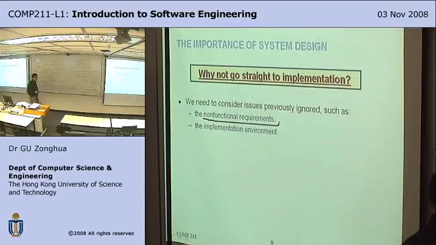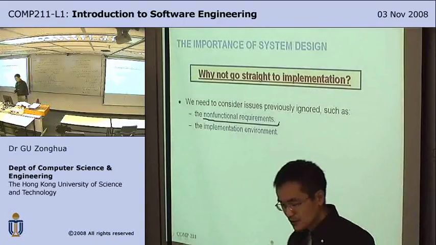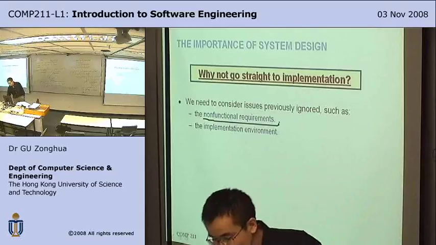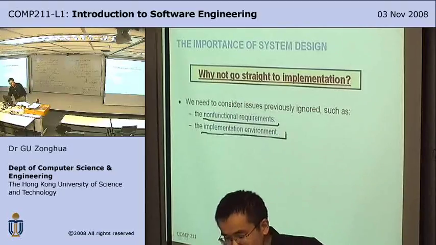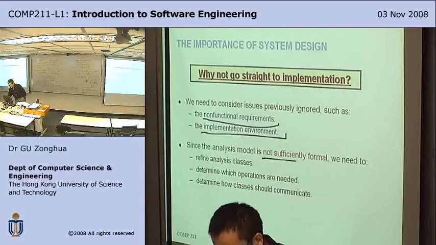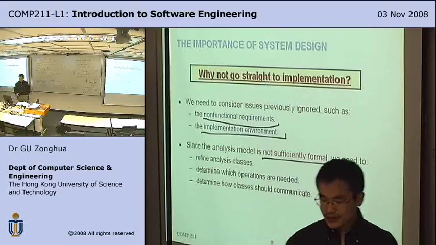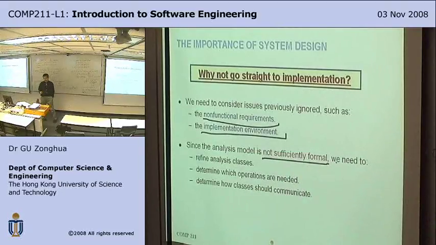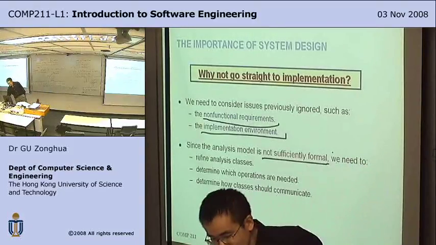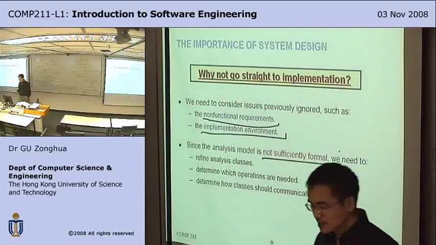That is performance, reliability, all the requirements related to how well the system performs, and implementation environment. So both are ignored in the analysis. And another reason is that an analysis model is not sufficiently formal. That is, it often relies on natural language to describe what each actor, each class does. So now we need to make it more formal in computer language.